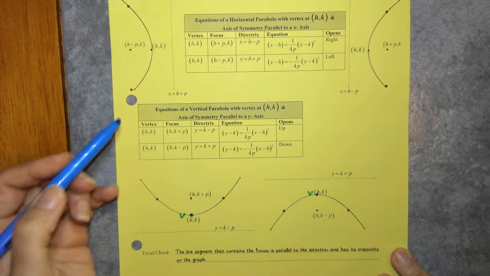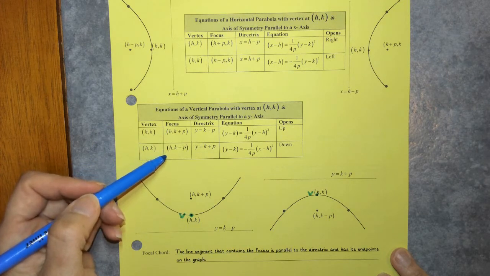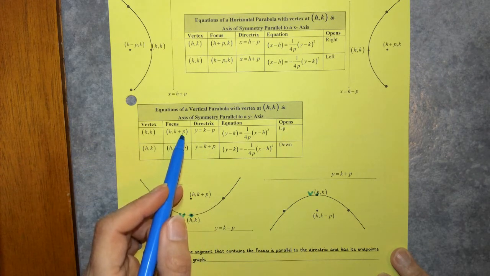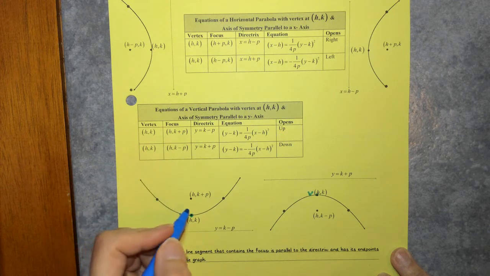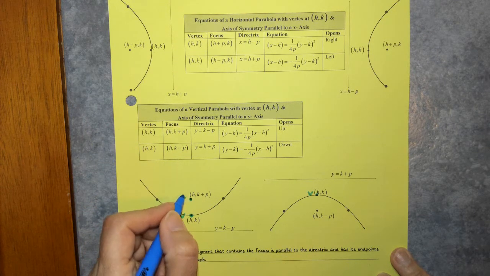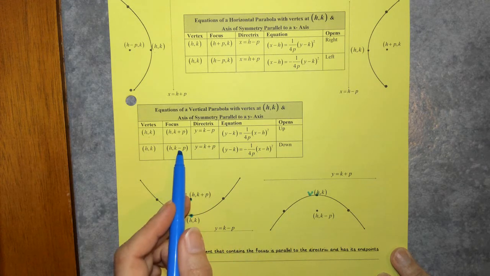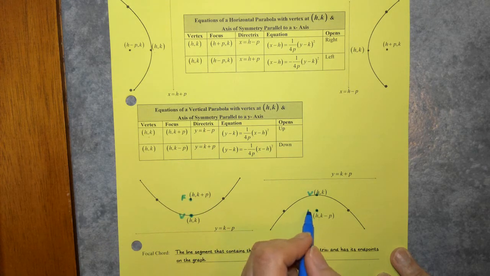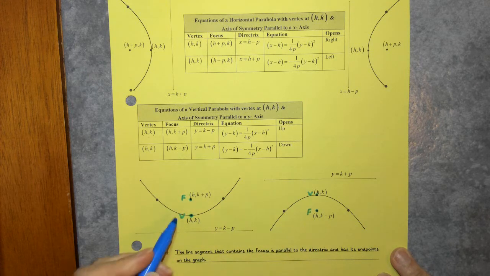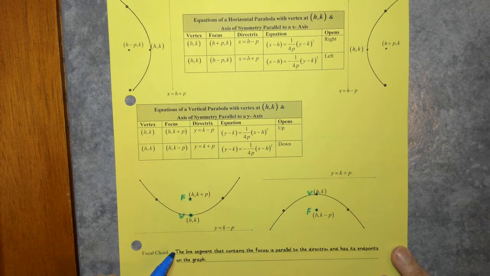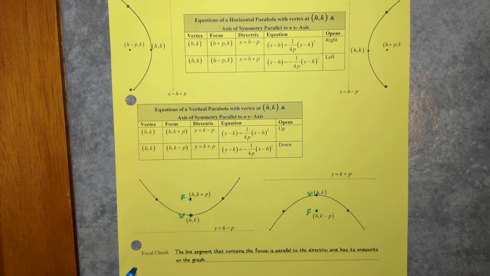Now, the focus, if it's opening up, seems to go in a positive direction from the k, and so this point must be the focus. Whereas if the parabola is opening down, as you can see in the second example, the focus seems to be subtracted from the k value. That makes sense because the focus has to be inside. Just like in a hyperbola, where it's inside the branch, the focus in a parabola is also inside the branch. So that is some consistency which we can appreciate.